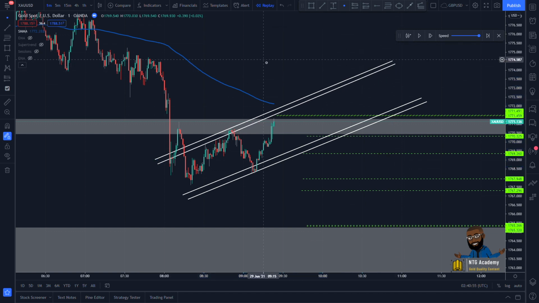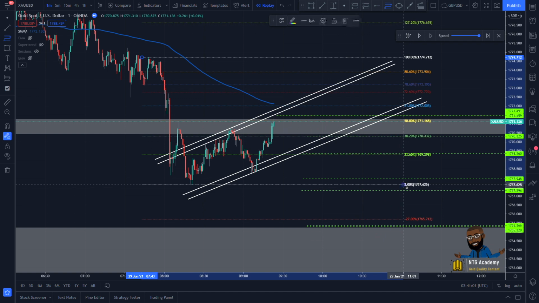My first thing that I was looking for was actually the retracement. So I pulled out my fibs here because I like to use fibs to confirm and be a little bit more conservative, especially with a small account.